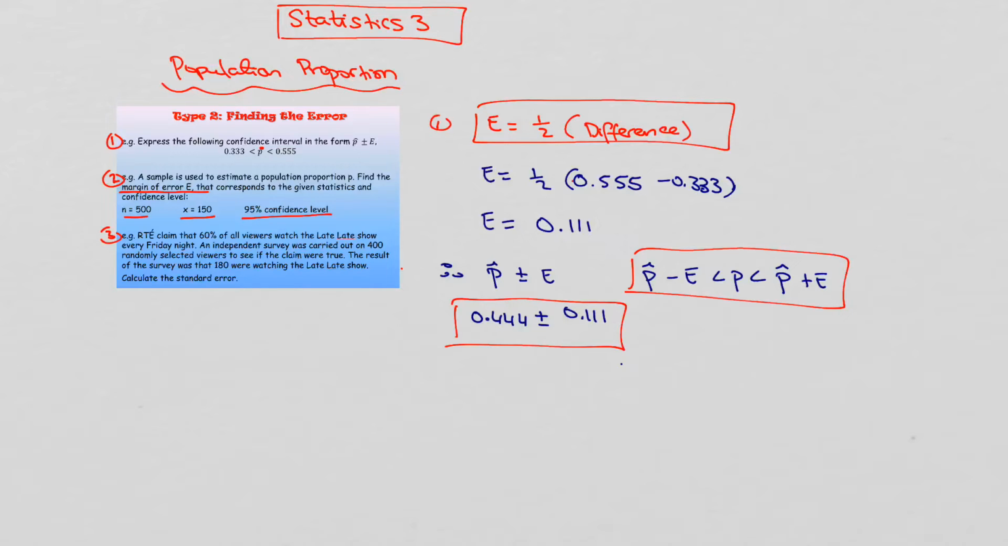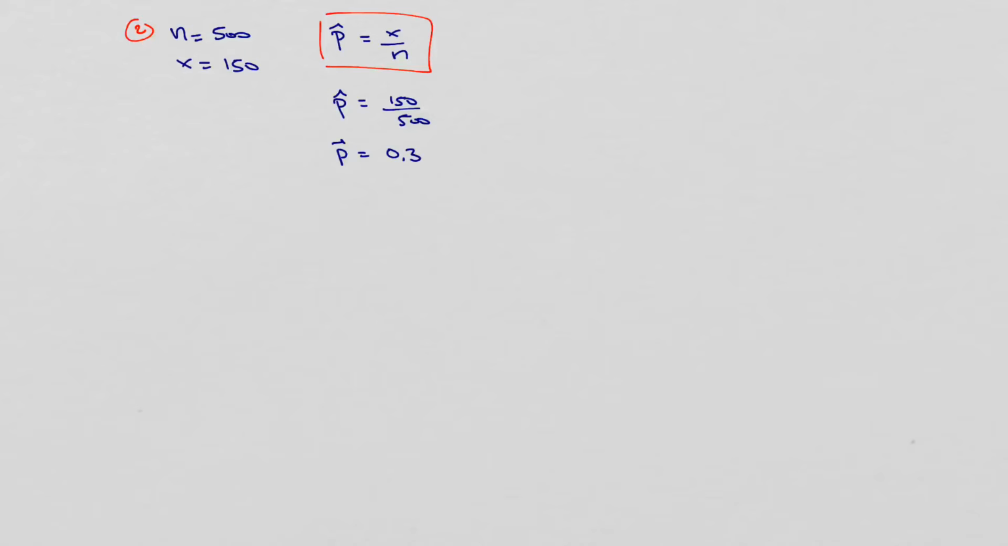Well, of course, that affects our critical value, and therefore our margin of error will be our critical value times the square root of the sample population proportion times 1 minus sample population proportion over n. In other words, our standard error of the proportion. So let's set that up. We're told n is equal to 500, x is equal to 150. Therefore, our sample population proportion is x over n, so that's 150 over 500, and that simplifies down nicely to 0.3.